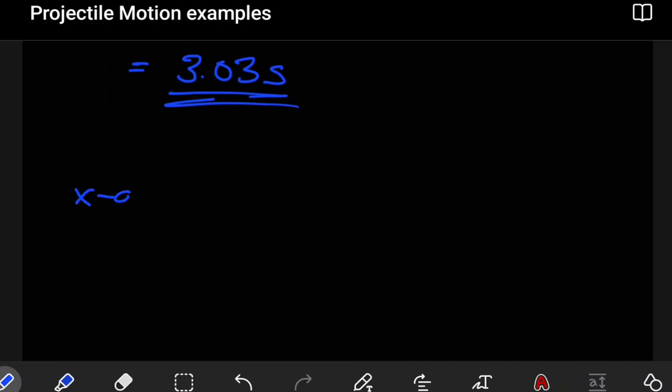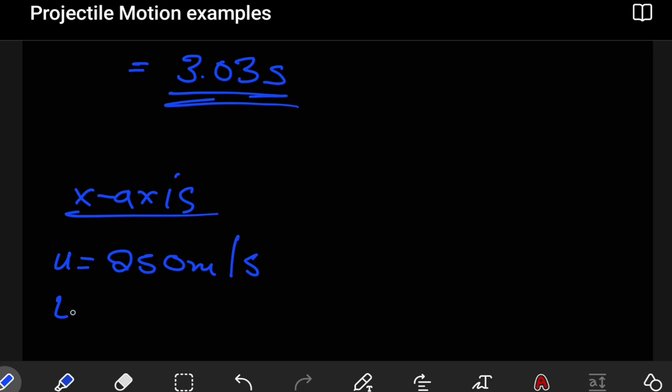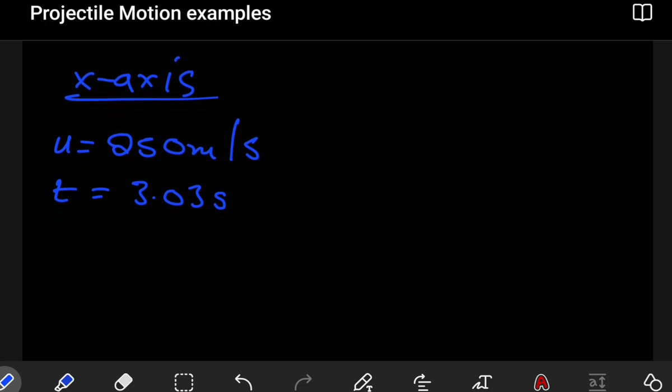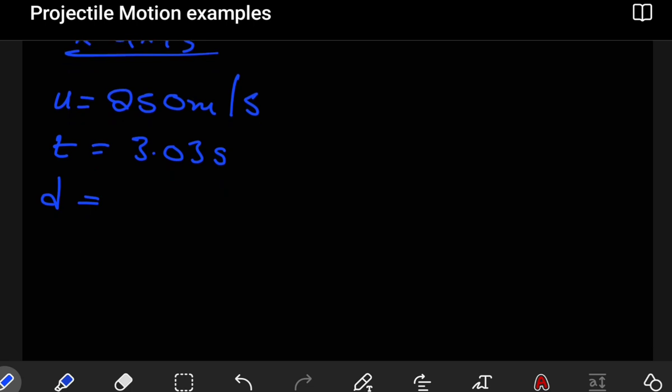So in the x-axis, what is happening there? Well, in the x-axis, it had that initial velocity, 250 meters per second. We've just seen that it takes 3.03 seconds to strike the ground. The total time in the y will be the same total time in the x. Now we're looking for the horizontal distance to where it strikes the ground.